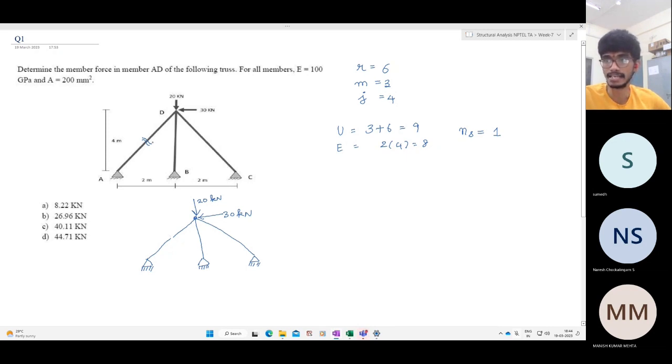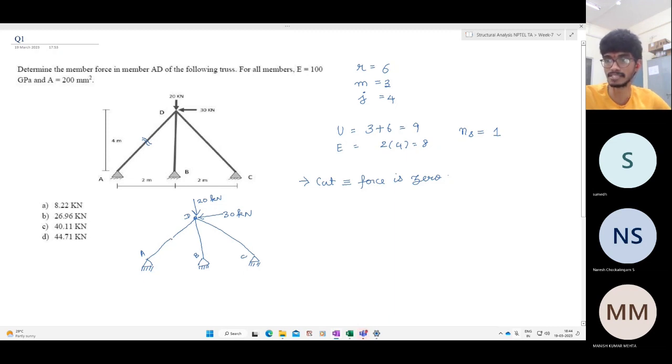The extra condition here is that this member is continuous. It doesn't have any overlaps or it doesn't open up. So if I relax that condition, this becomes a statically determinate structure. If I remove this member, what remains is a statically determinate structure. A cut member cannot transmit any force. So if the member is cut, it means the force in this member is 0.